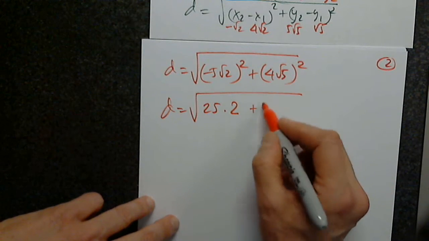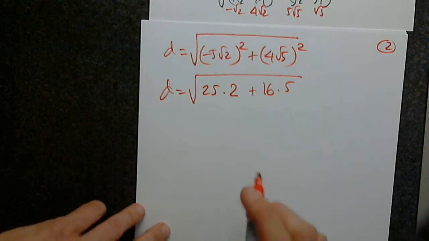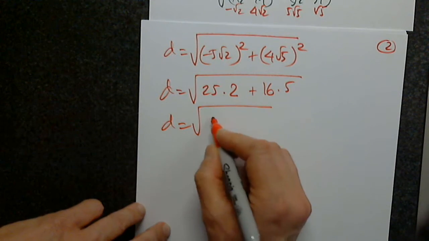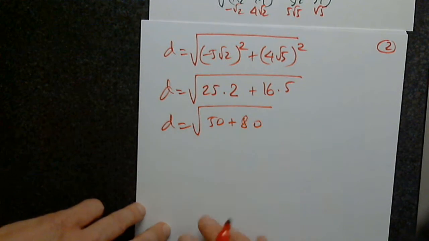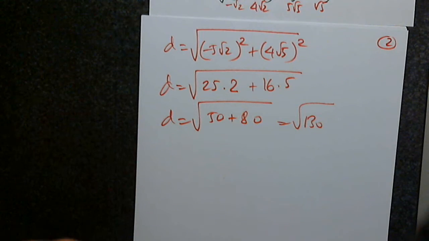Plus I square 4, I get 16. I square 5, I get 5. The square root of 5, I get 5. So this is the square root of 50 plus 80, which is the square root of 130, and no one can simplify this.